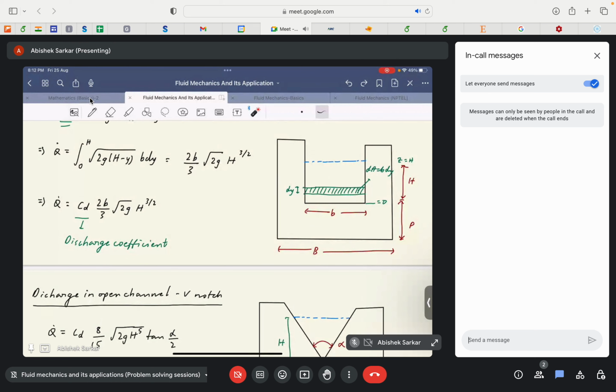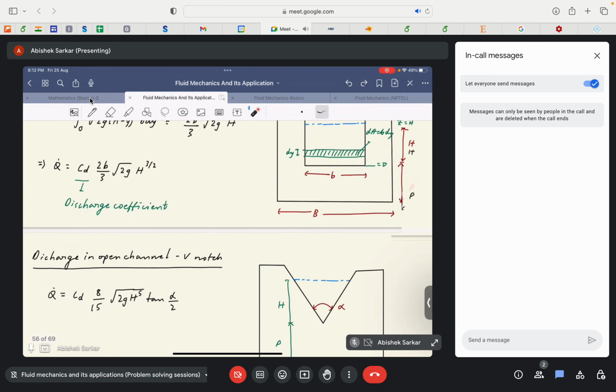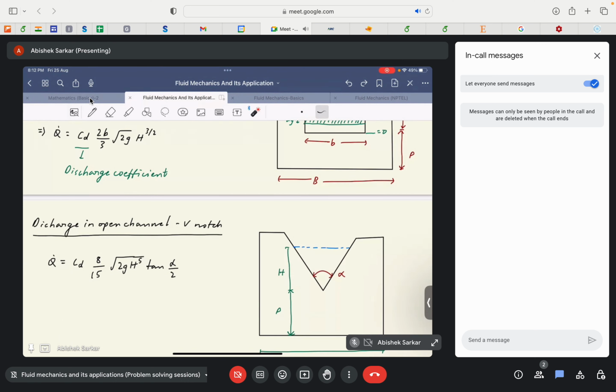This will be mentioned in all the questions that you are given, or if there is a standard value given in the textbooks, you can take that into consideration. Again, you can take a similar approach to find the discharge through a V-shaped notch.